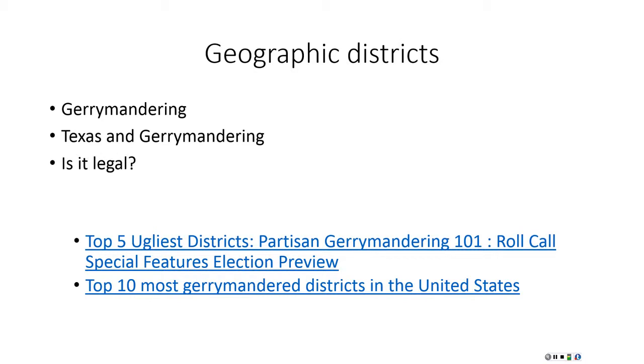We hear about gerrymandering, but the question is, is it legal? That's not a simple answer. It should be yes, it should be no. It should be one of the two. But in all honesty, the answer is simply, it depends on the purpose.